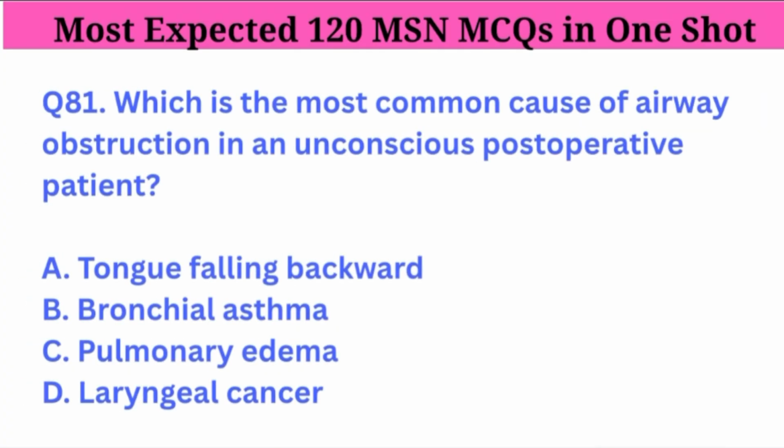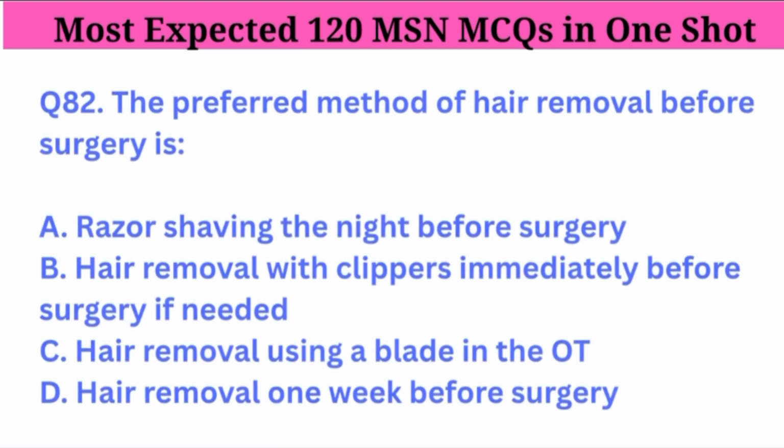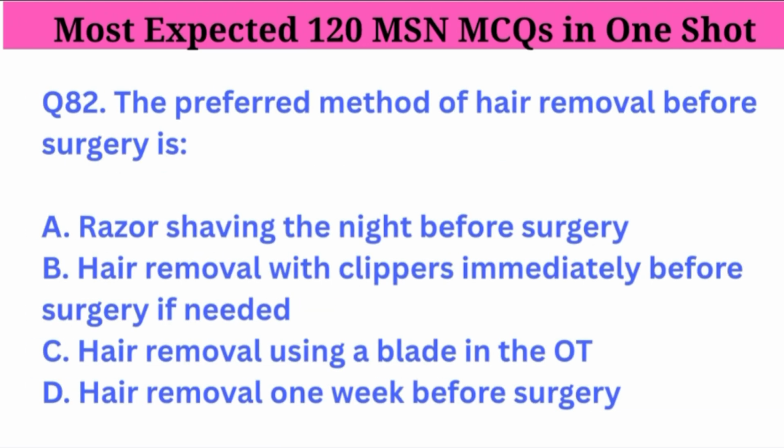Which is the most common cause of airway obstruction in an unconscious postoperative patient? Your correct answer is option A. Tongue falling backward. The preferred method of hair removal before surgery is? Your correct answer is option B. Hair removal with clippers immediately before surgery if needed.